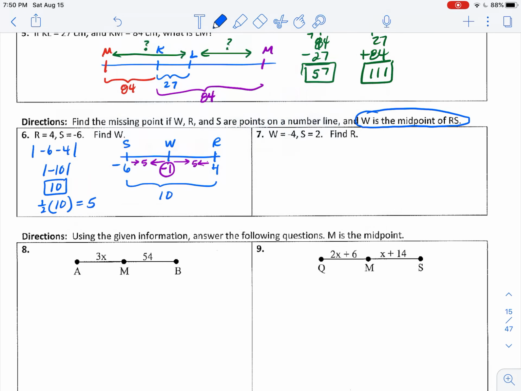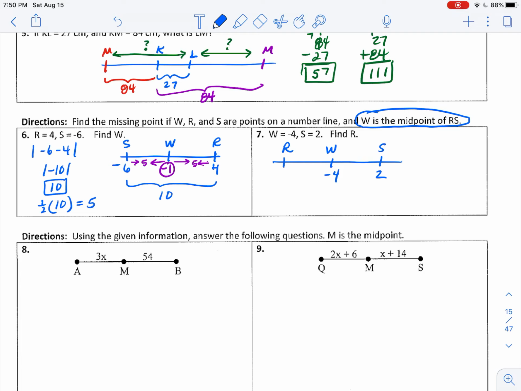Let's try another problem. All right, so we have W is -4, S is 2. We know that W is the midpoint. So this time we're given the value of W. And S is 2, so let's put S on the right side. And that means R is going to be on the left side. So it's very important reading the question.